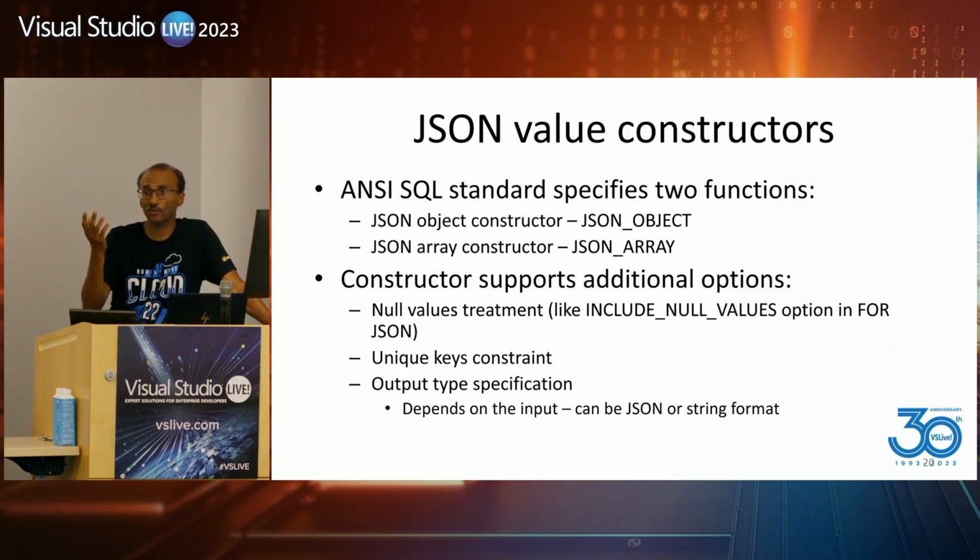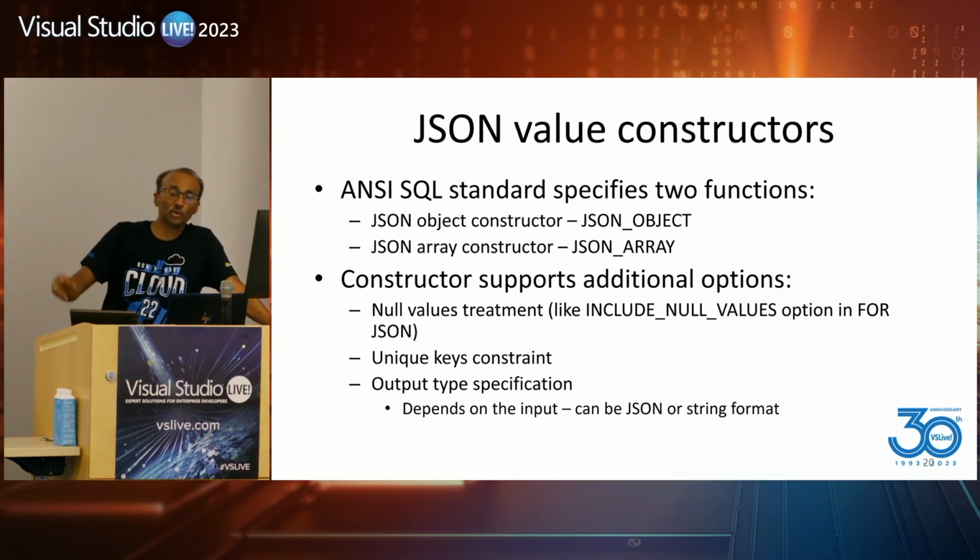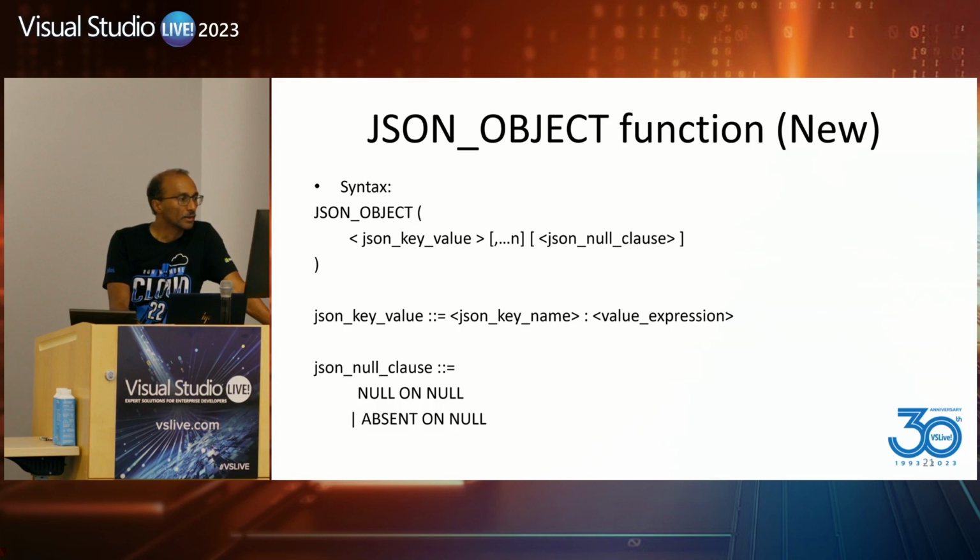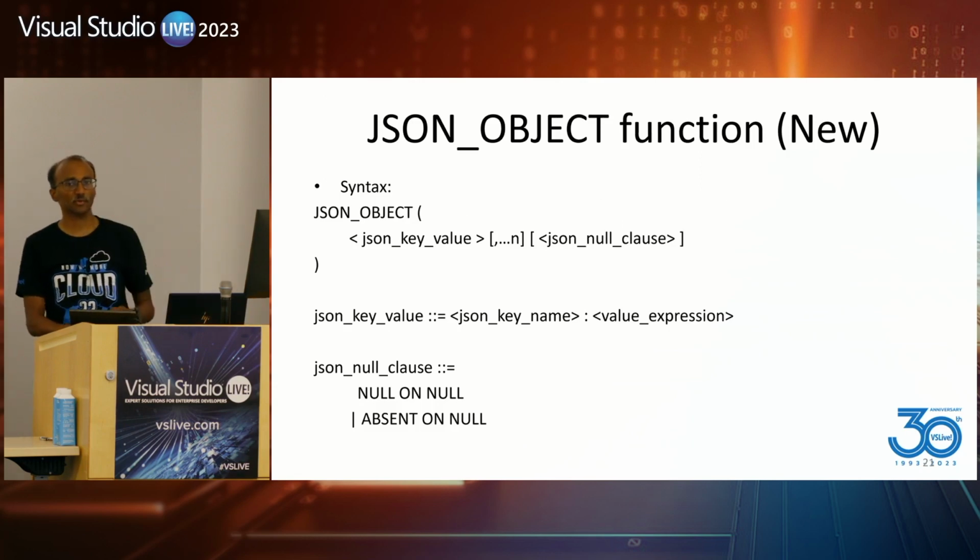SQL language has three-valued logic. JSON also has a null value. So you may want to say, if I see a null, maybe I don't want to include it in my array. Do I want to drop the value or not? Those are some options which are available. So this is how the JSON_OBJECT syntax looks.